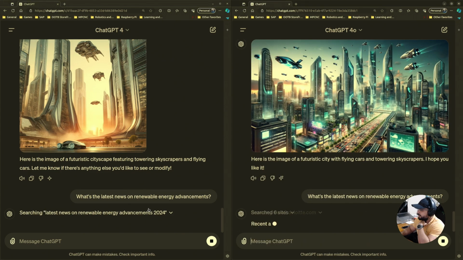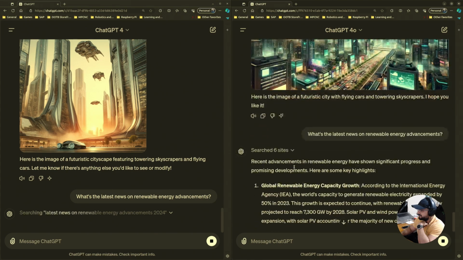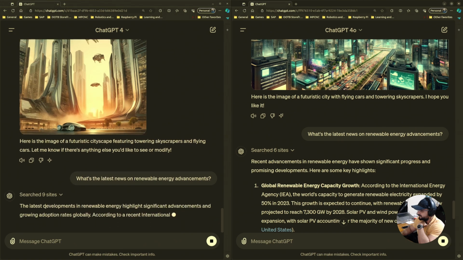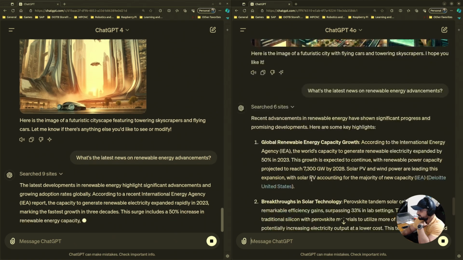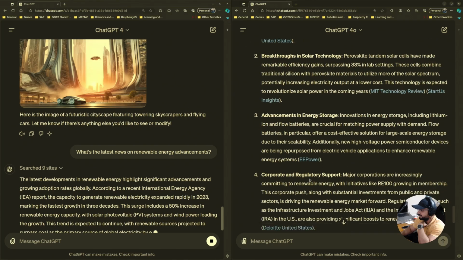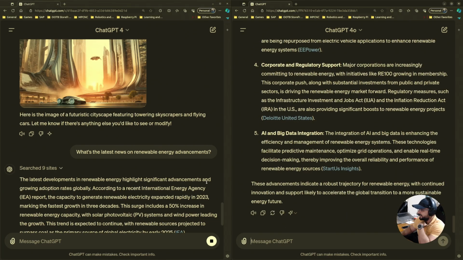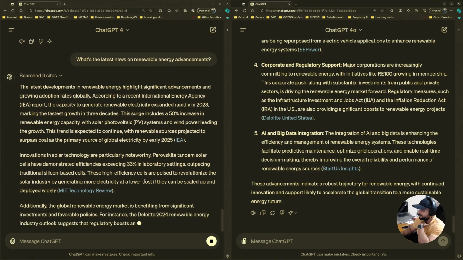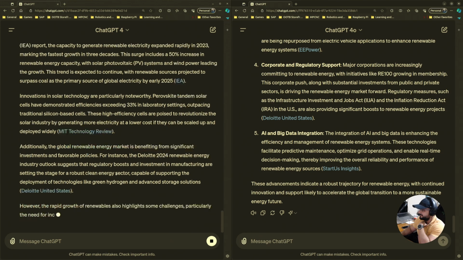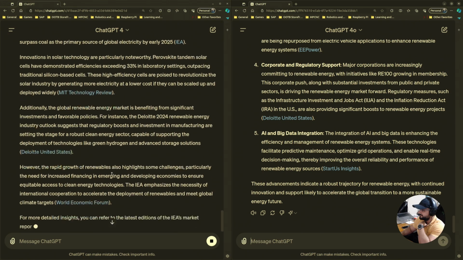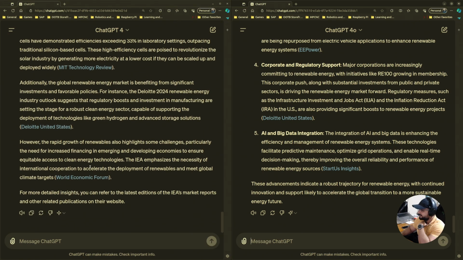So they both are searching, and that one searched 6 sites. And this is still searching. It searched 9 sites. Okay. And they both came back with the latest news, and definitely 4o was faster in doing that research. All right. I think, yeah, in terms of speed, there is no comparison. 4o is fast in terms of text generation. And I can definitely tell that.